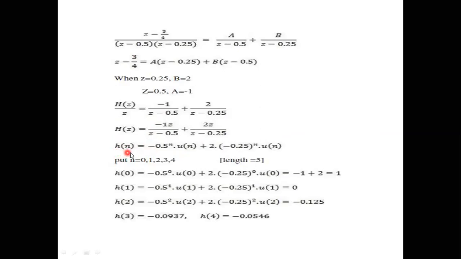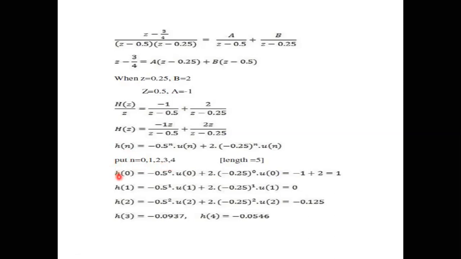Now for this h of n, here we got the impulse response. Now for this impulse response, let's say we need to find the value of impulse response at different points of small n. Let's say small n is for length equal to 5. For 5 points, you need to find the impulse response: n equal to 0, 1, 2, 3, and 4.